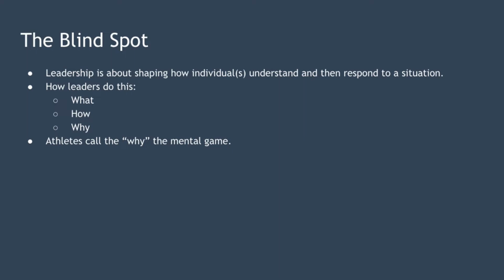If you think just for a minute what leadership is, then really it's about shaping how one or more individuals understand and then respond to a situation. And if you think how leaders do this, then you might quickly identify the two most obvious ways. Firstly, what? The results the leader achieves, and secondly, how, the processes and strategies they use to achieve those results.